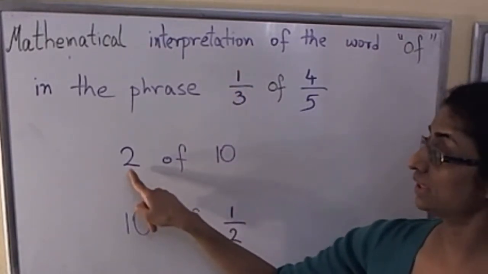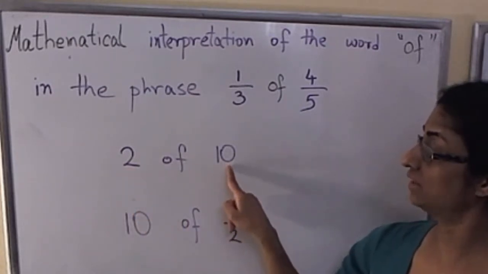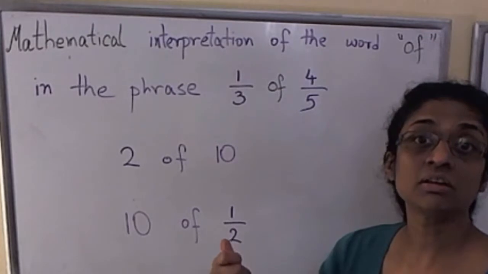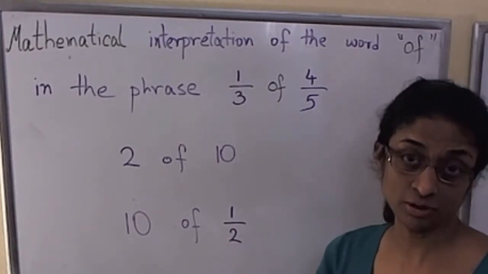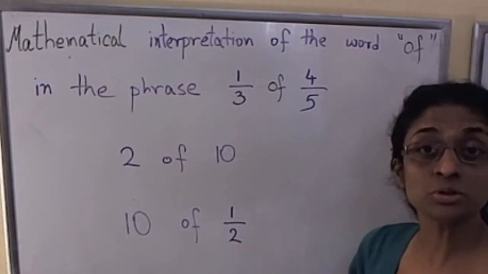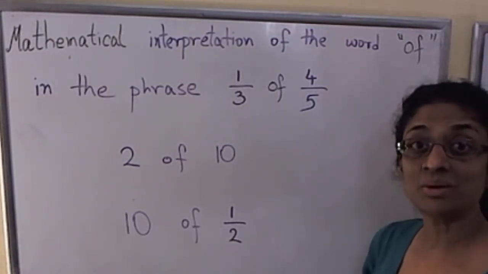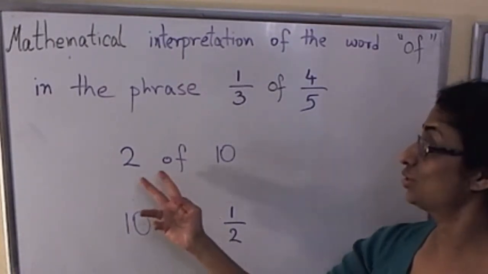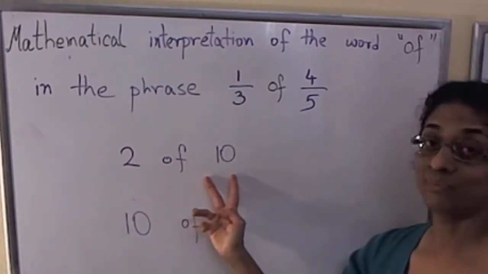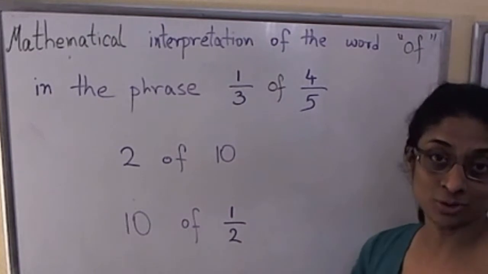In other words, if I have say 2 of 10, let's say I have $10 notes, two of those $10 notes, one in one hand, the other in the other hand. So really, two copies of 10 can be abbreviated sometimes as 2 of 10. So 2 of 10 really means two copies of 10.